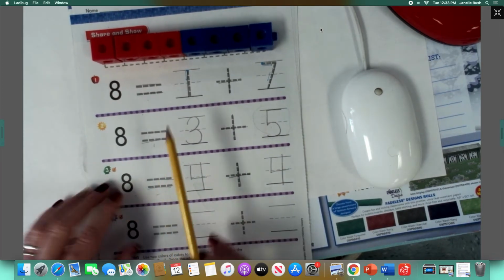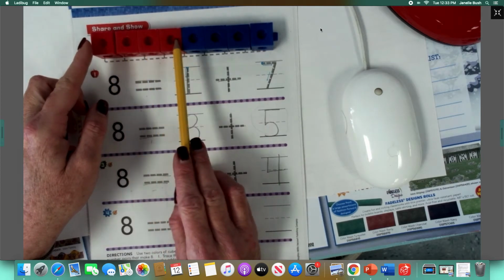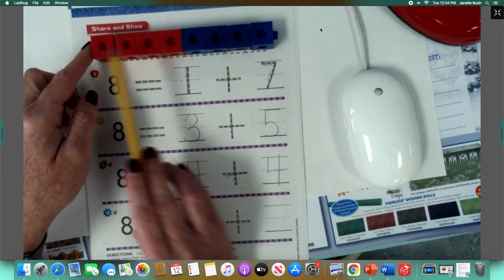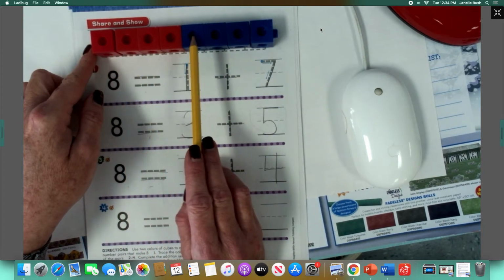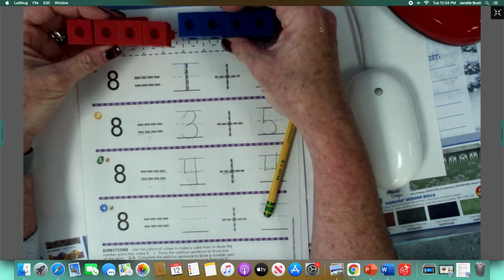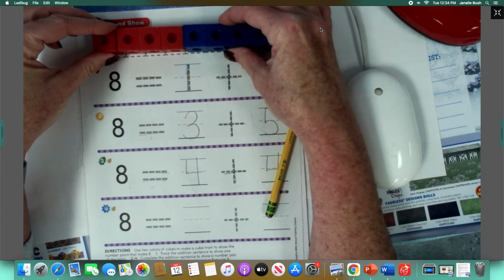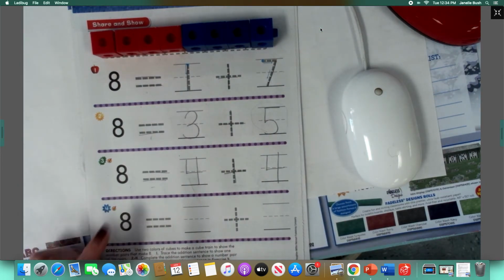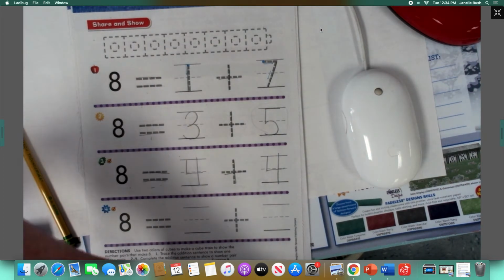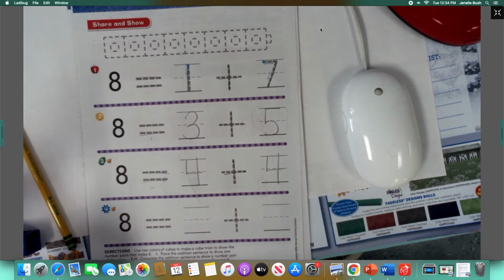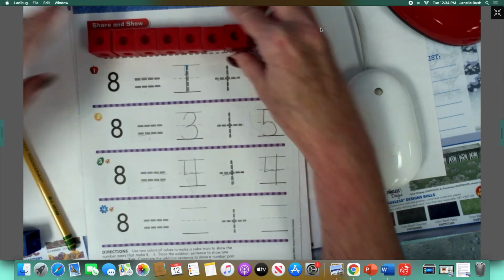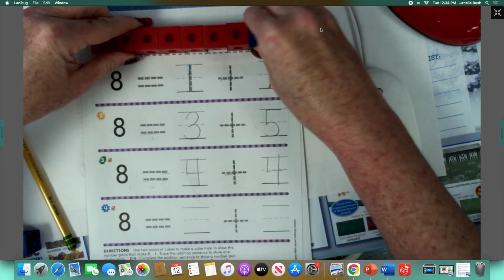So this addition sentence says if we have 1, 2, 3, 4 red plus 1, 2, 3, 4 blue, we have 1, 2, 3, 4, 5, 6, 7, 8. So 4 plus 4 equals 8. Okay, now on our very last one, let's see, this time.